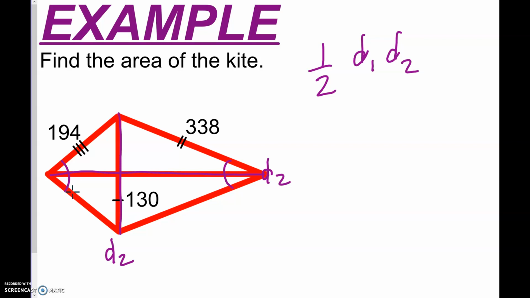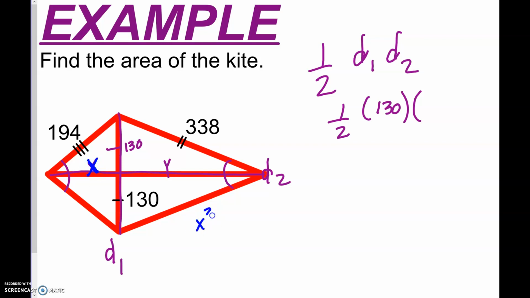So diagonal 1, whoops, I wrote the same number for both of them. So let's just call this one diagonal 1. So diagonal 1 looks like it is being bisected. So this piece over here is 130. So we can fill in this 130, but I need to know what diagonal 2 is. So I'm going to call this piece X and this piece Y. And I can use my Pythagorean theorem here to find out what X is.